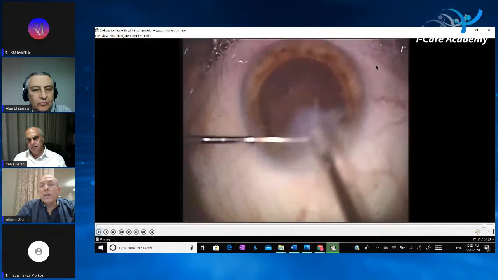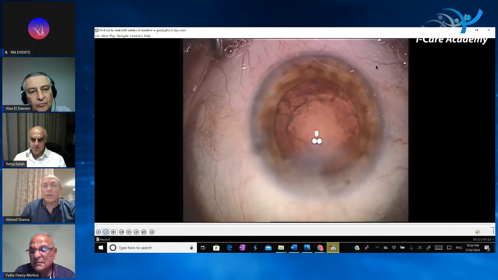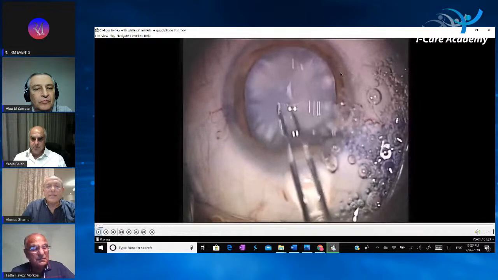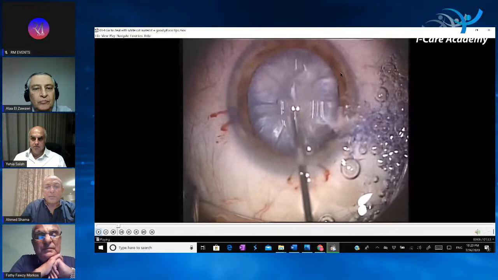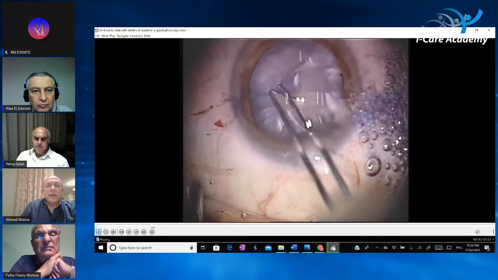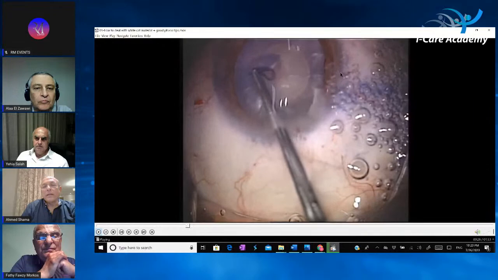Actually, you have to remove all the lens matter. You will face some lens matter after you finish your cataract case. Sometimes you will face a problem, like in this case, there is high pressure. We try to aspirate, and then the fault here is I didn't do a small rhexus. I should have done a spiral rhexis, better than this.